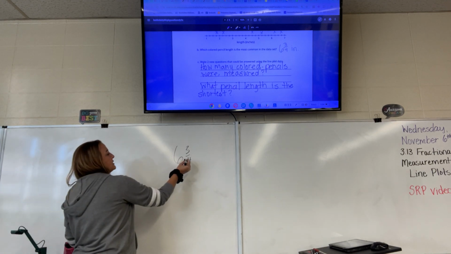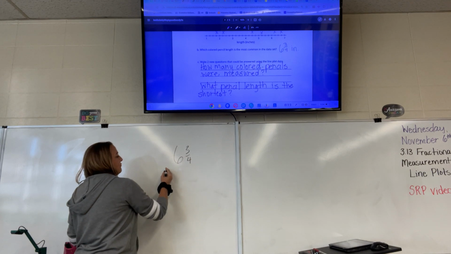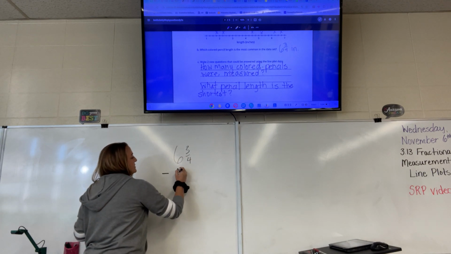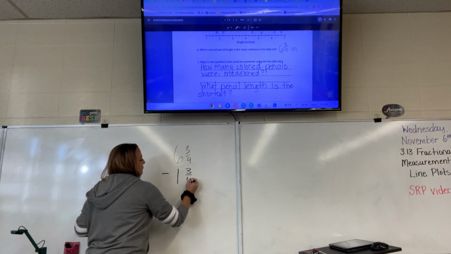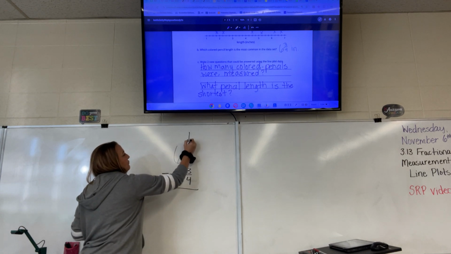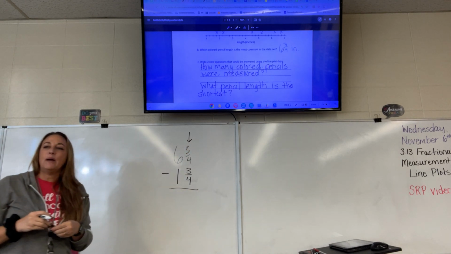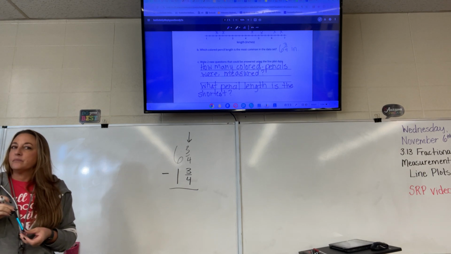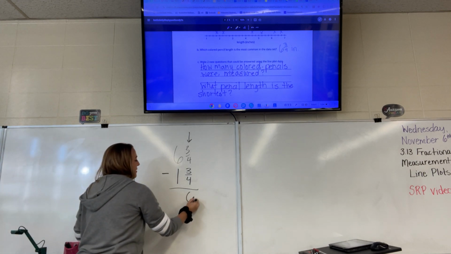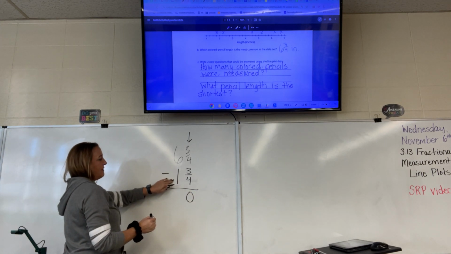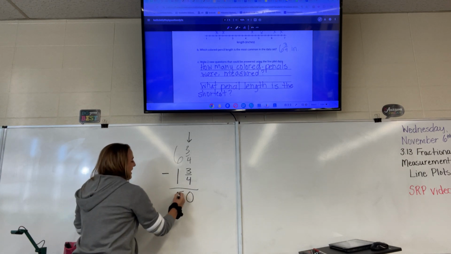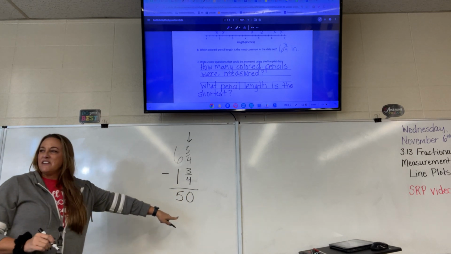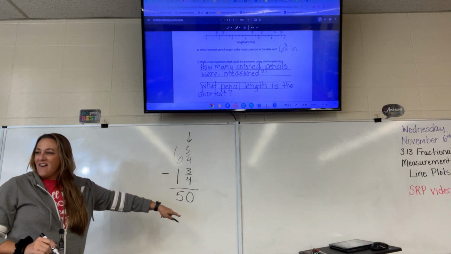So the longest pencil length was 6 3/4. The shortest was 1 3/4. So what's 3/4 size pieces take away 3/4 size pieces give you? 0. Okay, what's 6 minus 1? 6 minus 1 is 5. Is it 50? No, it's not.